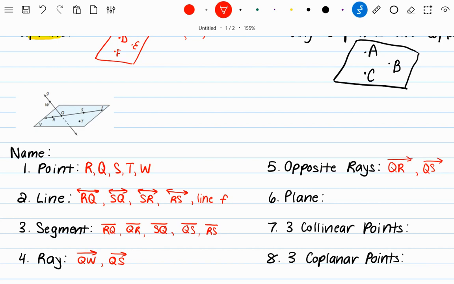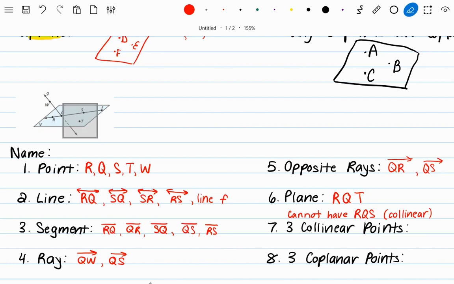Recall to name a plane that you need 3 points that are not collinear, that lie on the flat surface. So an example would be RQT. I cannot write RQS because R, Q, and S all lie on the same line. Now, collinear points. Remember, collinear, they lie on the same line. Well, R, Q, and S lie on the same line.